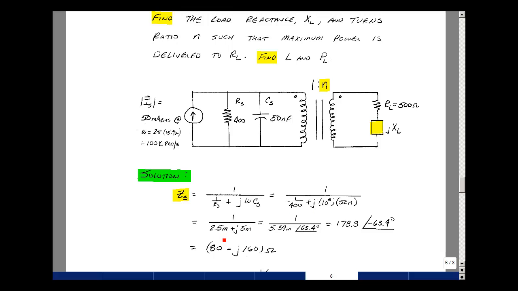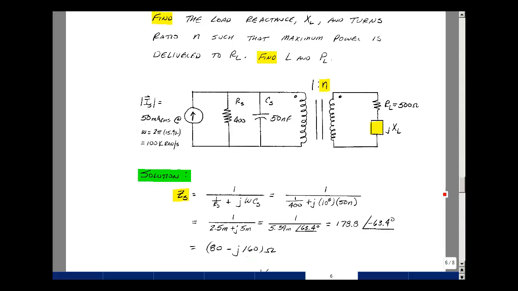Find the magnitude and angle of this in polar form. A little bigger than 5, so 5.59 milli. And the angle is going to be in the first quadrant, a little bigger than 45, and it's going to be the tangent inverse of the imaginary over the real. That's 63.4 degrees. The reciprocal of this is 178.8, and the angle then is negative 63.4. Let's put this into rectangular form. So 178.8 times the cosine of theta gives me 80, and then times the sine of theta gives me minus j160.